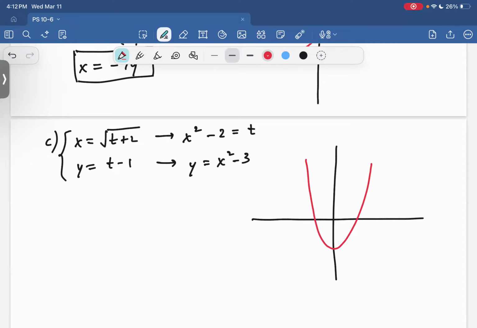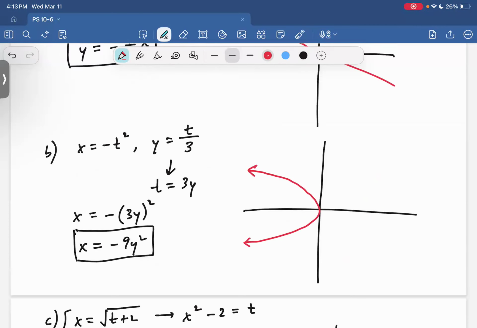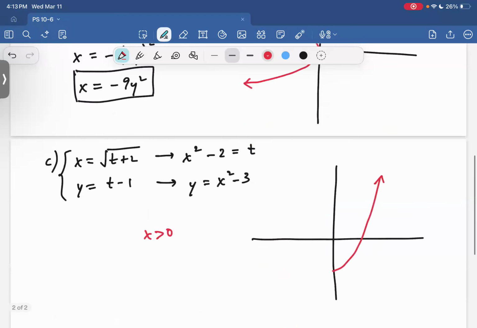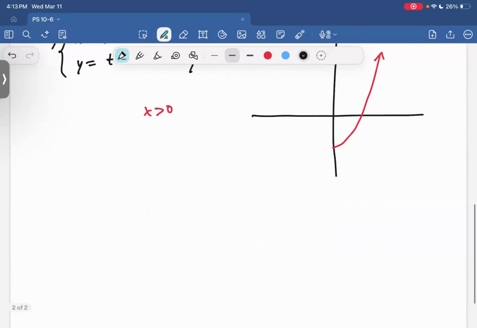However, my domain is going to be restricted because x must be a positive number. x must be greater than 0 based on the first condition, the fact that it's a square root. And therefore, my actual graph is just going to be half of a parabola. Okay? Next question.